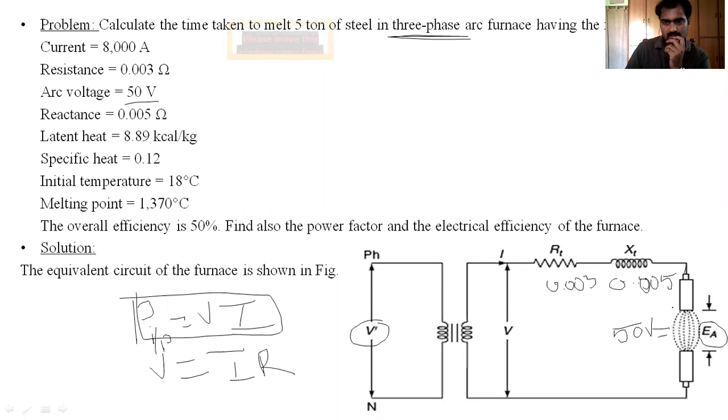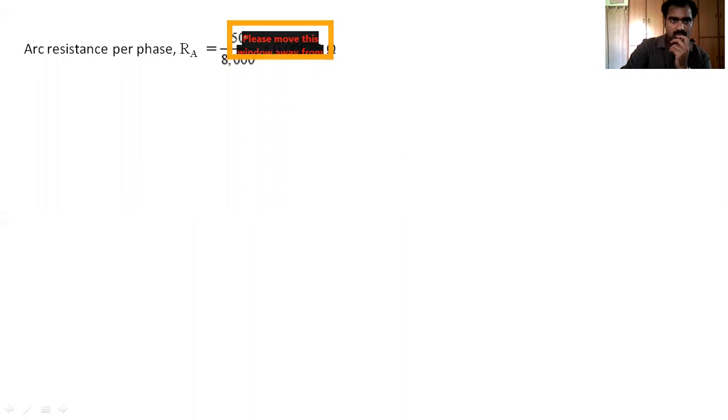Please remember that. In this indirect furnace, we are not going to place any third electrode to produce the arc. Only two electrodes are sufficient to produce your arc. So let us calculate the arc resistance per phase. Here I have given the value directly; let me scroll down.